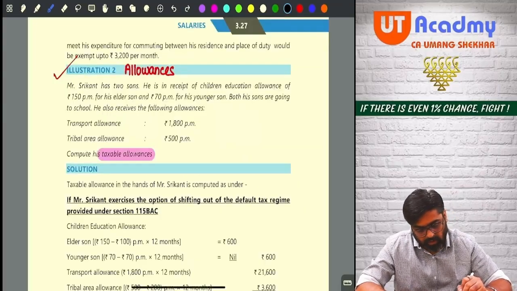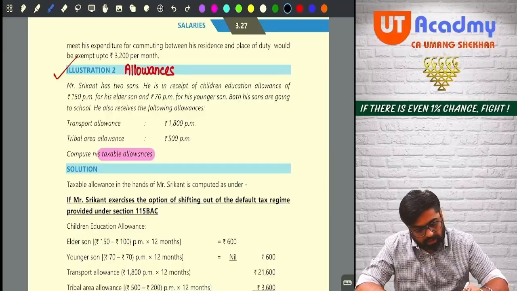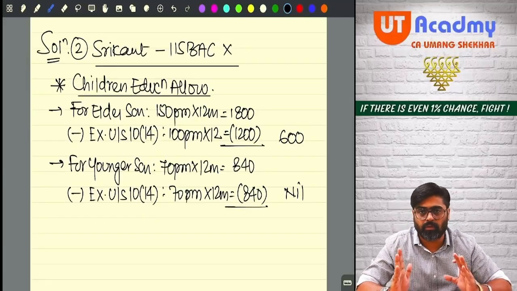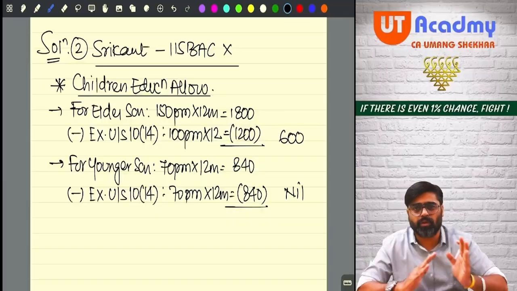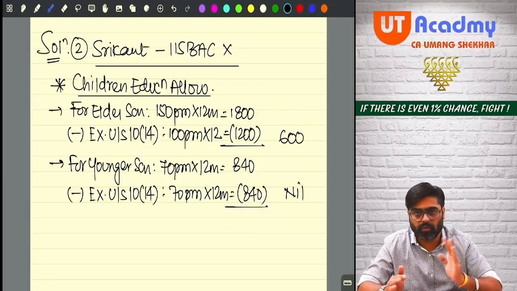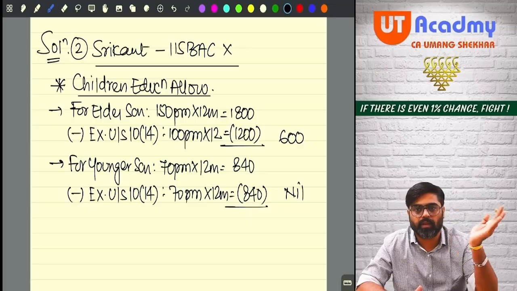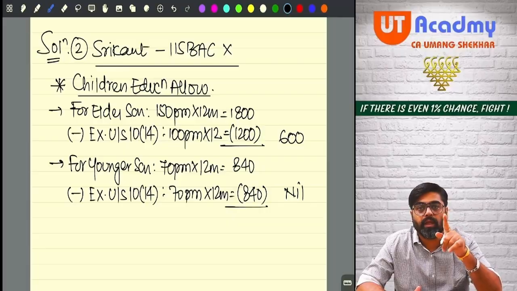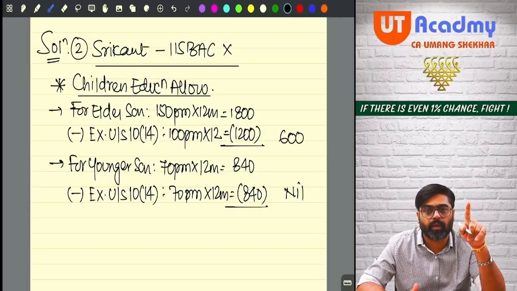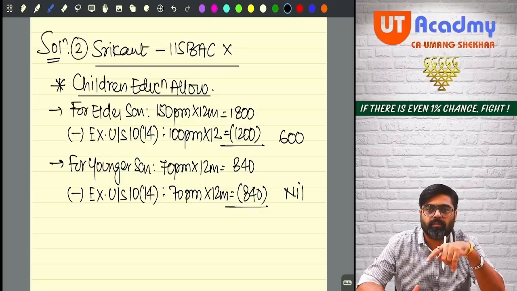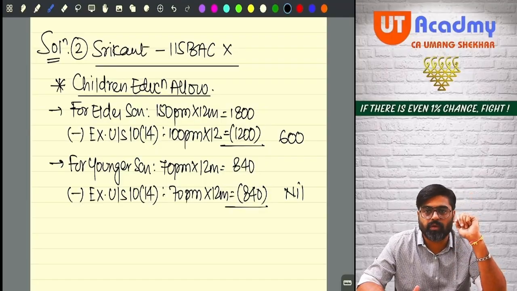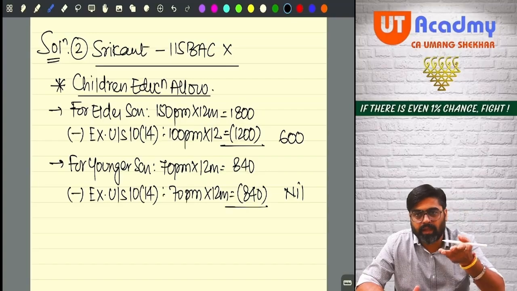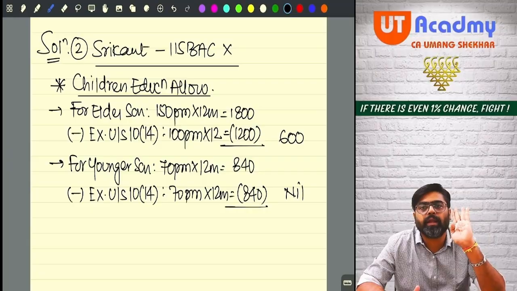Along with this, he is getting what? Transport allowance. Transport allowance of 1800. See, transport allowance means from office to residence, residence to office, whatever commute happens. For that, whatever allowance is received, that is either commutation allowance or transport allowance. If Shrikant would have been a handicapped employee, then this 1800 would have been exempt, because there the limit is 3,200. Do you remember? But nothing is mentioned. That means Shrikant is not a handicapped employee, meaning he is not going to get any exemption. It will be fully taxable.